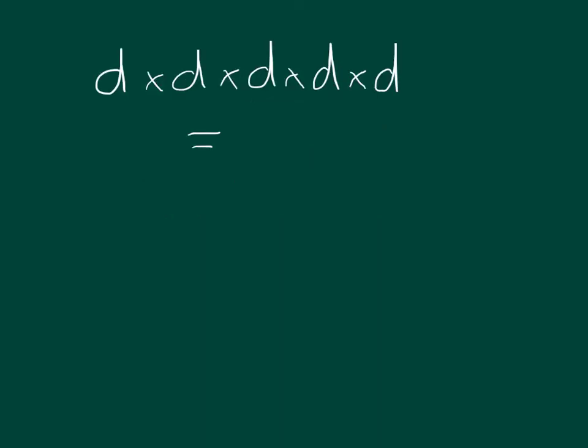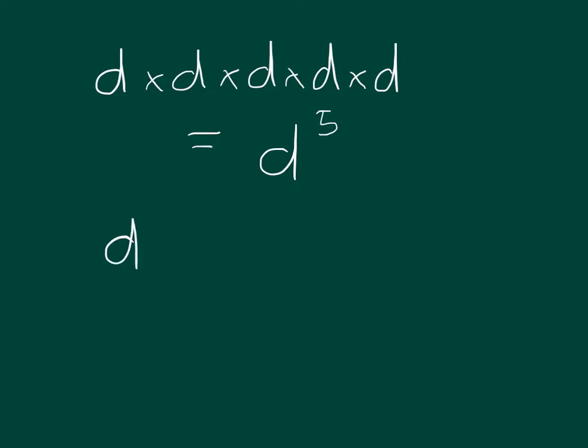In this next example, you can see we've got d times d times d times d times d. So count your number of d's: 1, 2, 3, 4, 5, and you'll see that it is d raised to the indice or power 5.